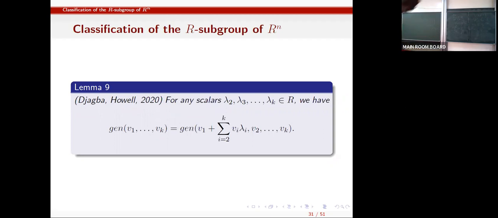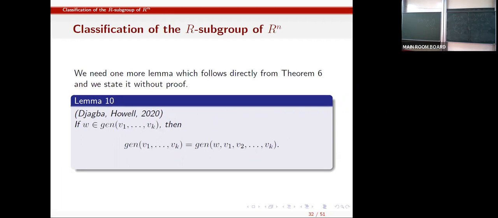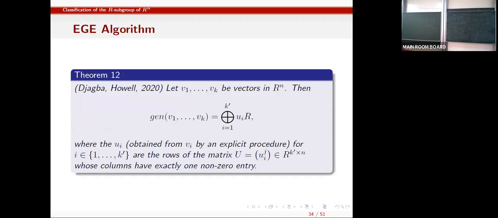In the same way, we can also show that if you add some linear combination of vectors to one vector, the gen is always unchanged. It's the same thing if we take W, which is in the gen of V1 to Vk, and add an extra vector, the gen is unchanged. Now, this is the main result that we want to prove for today. So now we start with a vector.